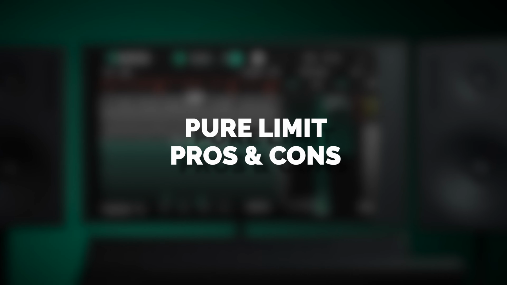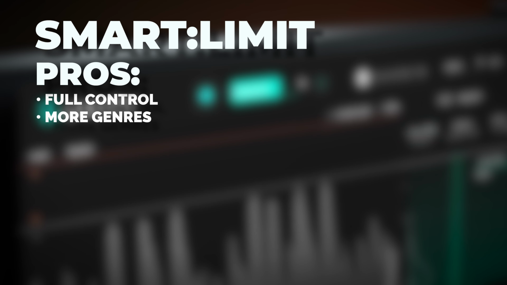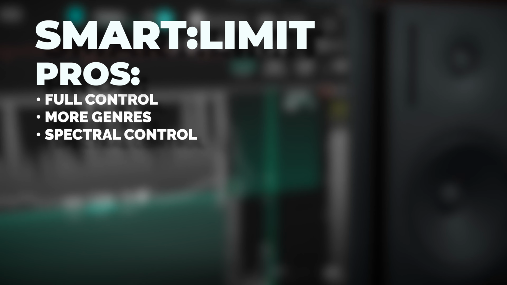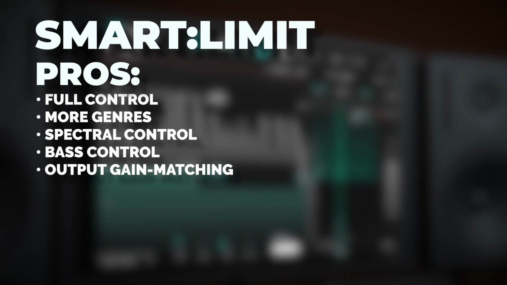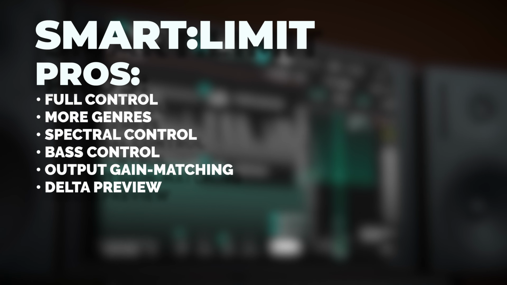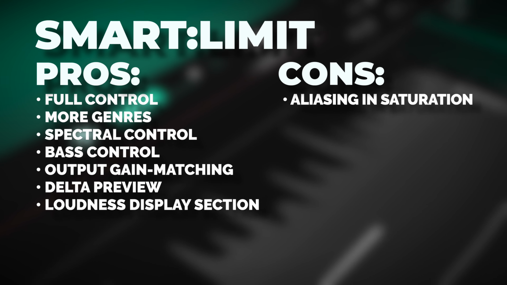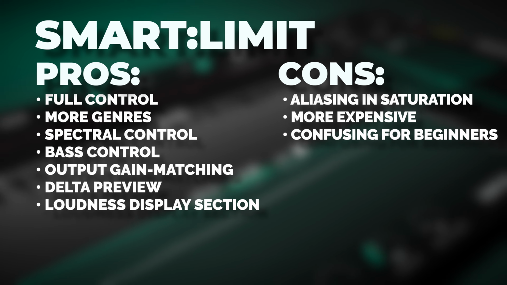Sonible Smart Limit, pros and cons. Pros: full control over limiter settings. More genres and subgenres. More control over spectral processing. Bass control, output gain matching, delta preview, loudness display section. Cons: aliasing and saturation. Costs twice as much as Pure Limit. Interface may be confusing for beginners.